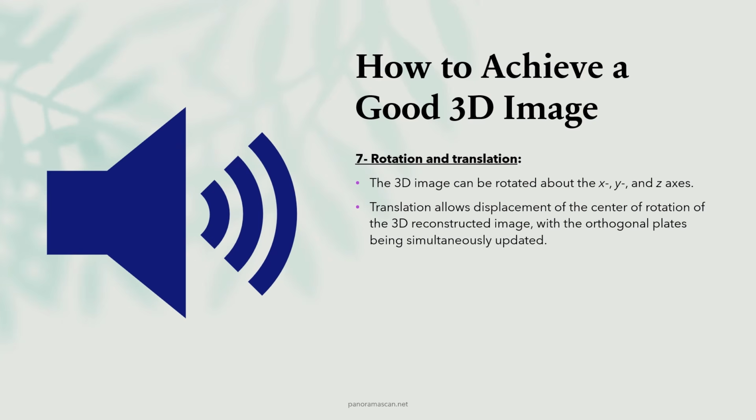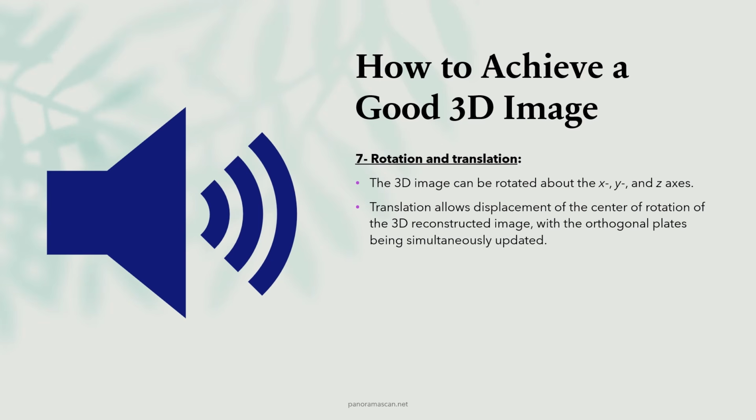This means that the operator can shift the focal point of the 3D model, and the orthogonal planes, transverse, sagittal, and coronal, will be simultaneously updated to reflect this change. Translation is useful for refining the position of the scan volume and enhancing the visualization of specific anatomical areas.